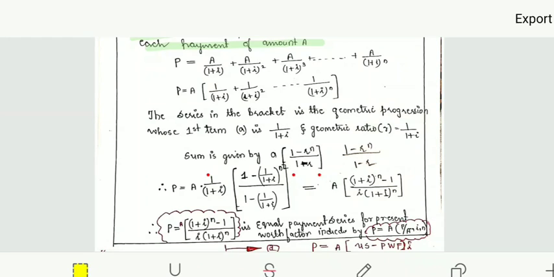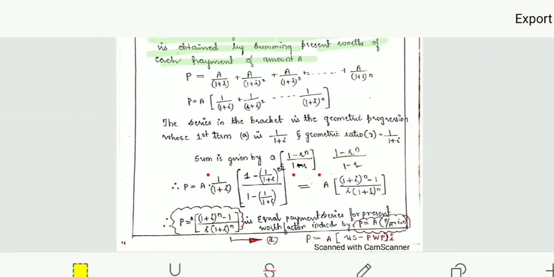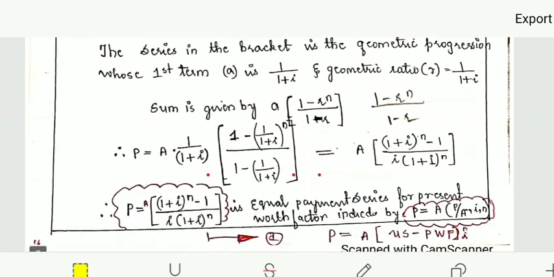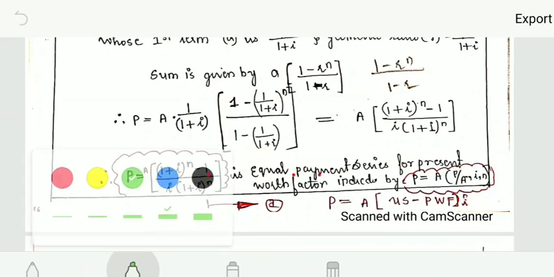So I wish you will do this derivation on your own, and it is just your geometric series. Just try to understand, and I hope in your engineering mathematics you have done all this. So we will concentrate on your final formula. You can see your final formula here, right? So you are finding out what? You are finding out the present worth.